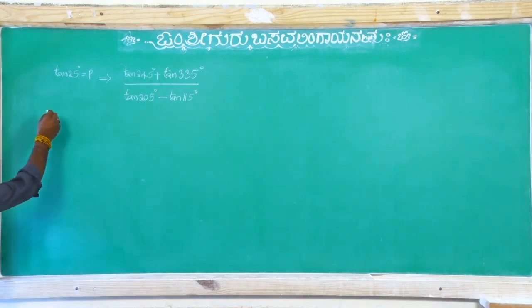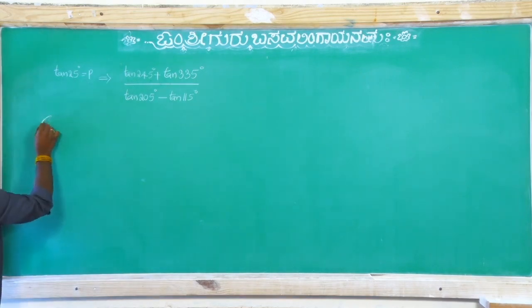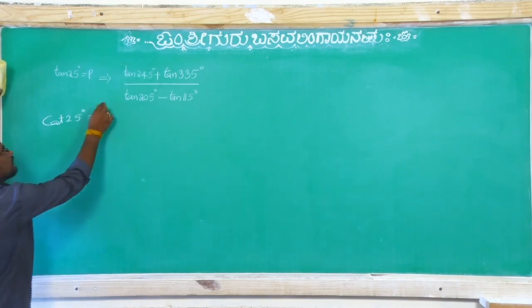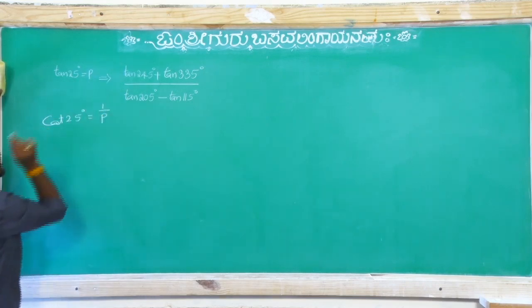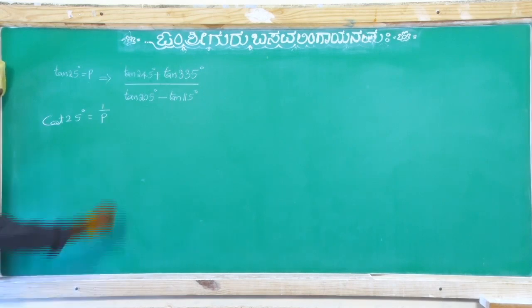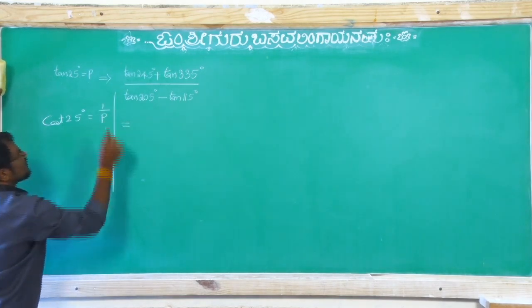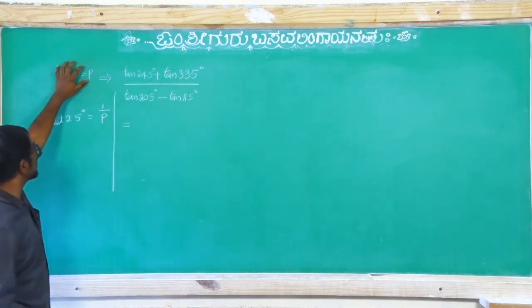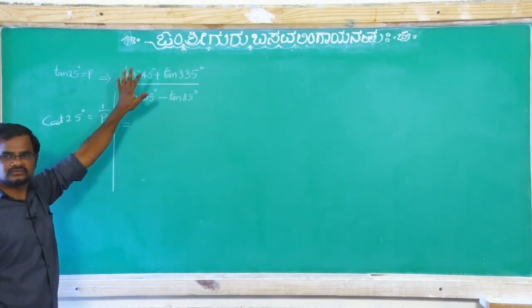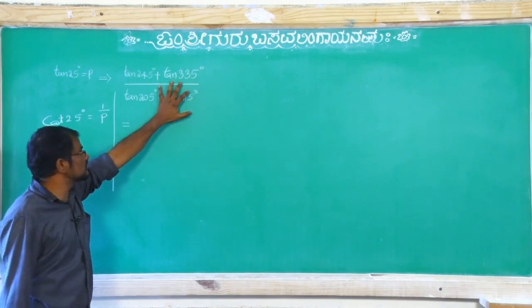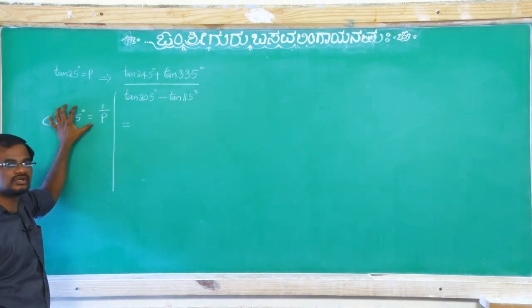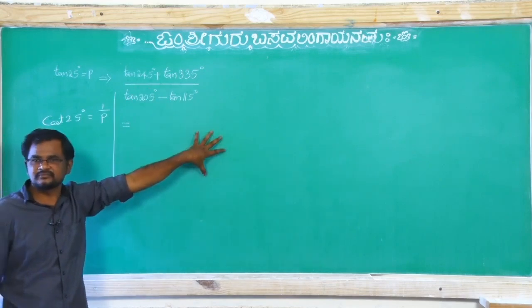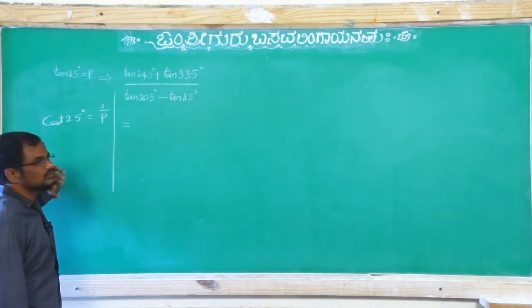See here, tan 25 equal to P means what about cot 25 degrees? One by P, because this is reciprocal to this one. Now which value we have to find? The value of this one. We know the tan 25 and cot 25 values, so we have to convert everything into tan 25 and cot 25 only, then substitute, then we will get the answer.